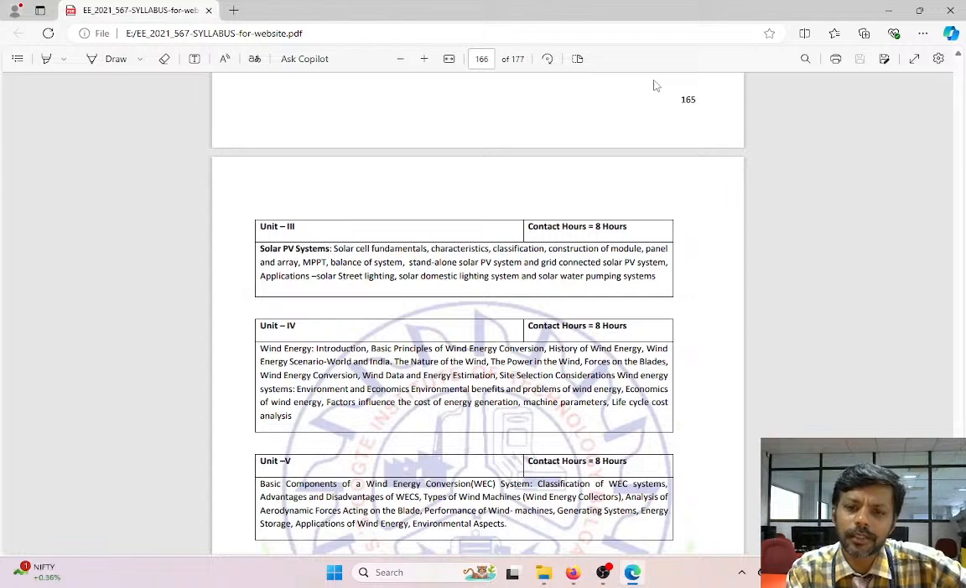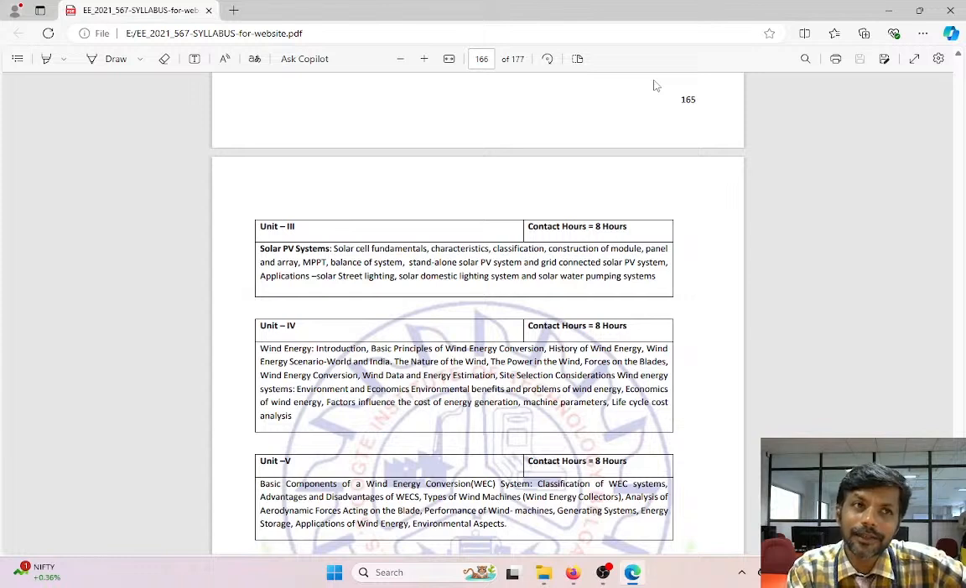So how these solar cells will be made, which are the types of solar cells, how to create the solar PV modules, and array creation, and MPPT, maximum power point tracking, and the different systems. We can design the solar system as a standalone system, means in remote areas, and there will be batteries which store the energy, and we utilize that. That is what we call a standalone system.